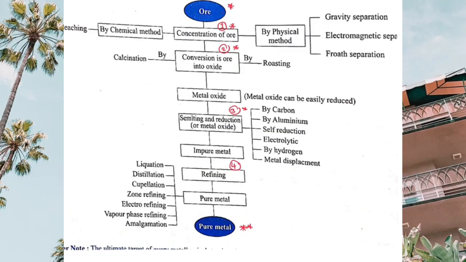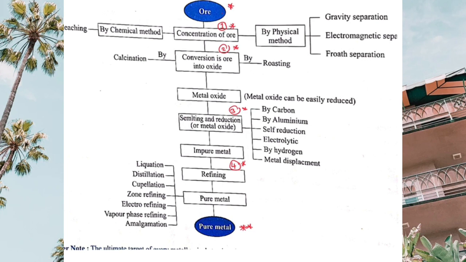Conversion of oxide into impure metal, that is smelting and reduction, will be involved. The fourth and last one, very important, is refining. So one by one we'll discuss. This is the complete outline of the metallurgy chapter that we have in our syllabus.